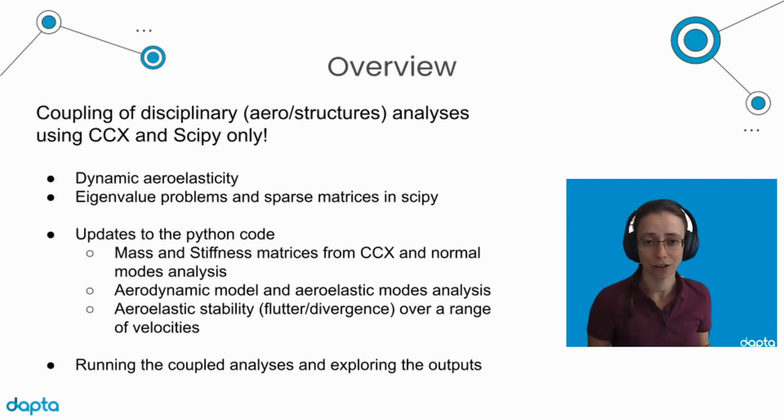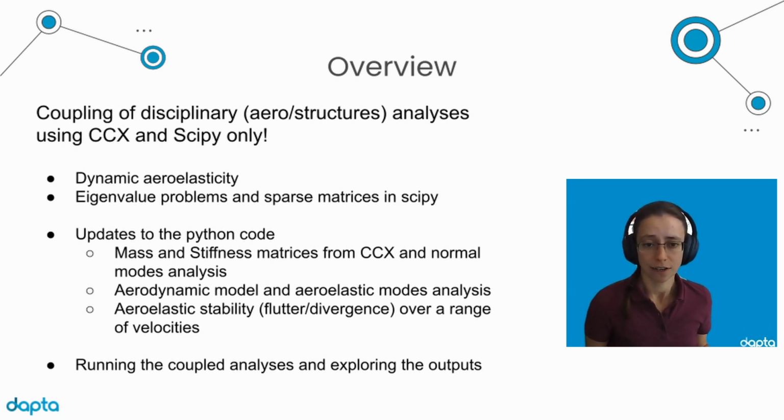So we can actually do some very fancy stuff just using CCX and what's included with Python libraries such as SciPy. So today we're going to look at doing a modal analysis. So that's a dynamic aeroelastic analysis. And all we need to do to do that is to solve an eigenvalue problem. And we can even speed this up using sparse matrices in SciPy.